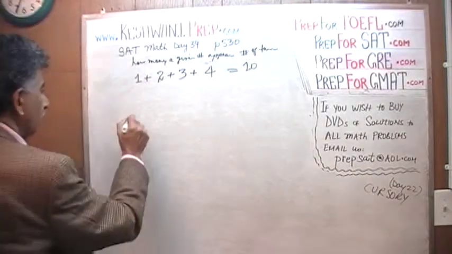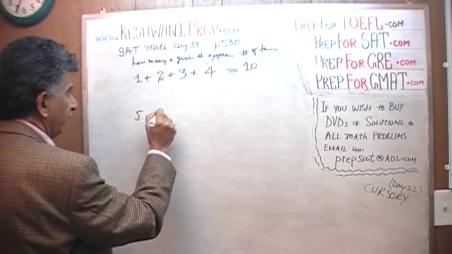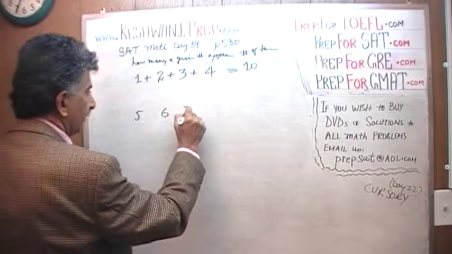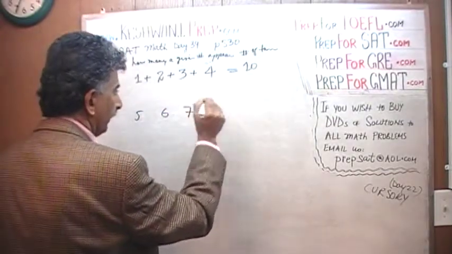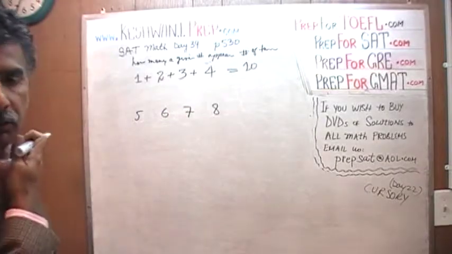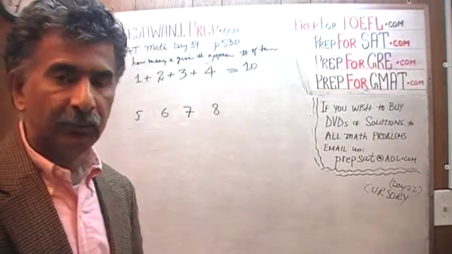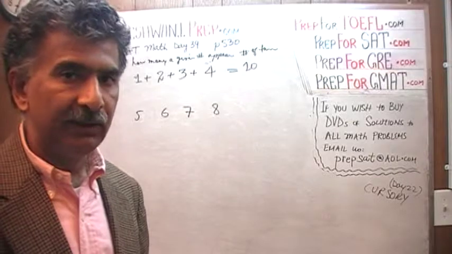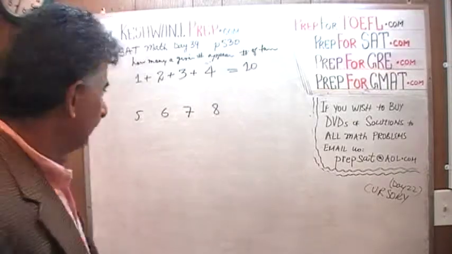Alright, so far so good. And then 5 will appear 5 times, 6 will appear 6 times, 7 will appear 7 times, and 8 will appear 8 times. Question is, what is the term number where we will see 8 for the very last time? Well, let's find out, shall we?